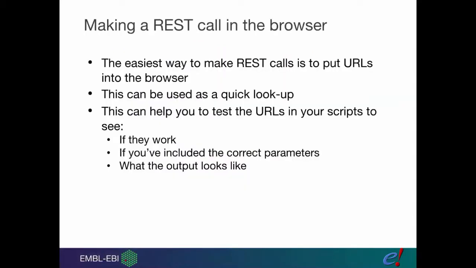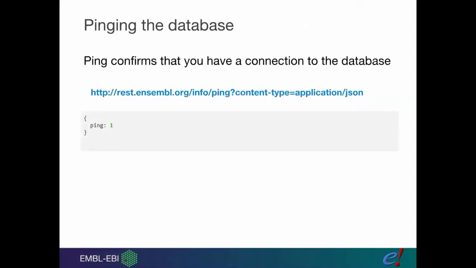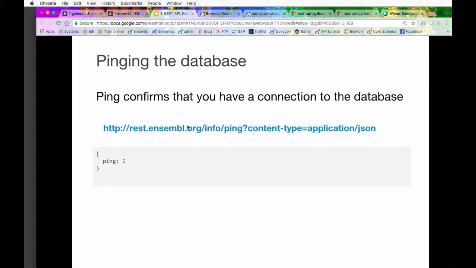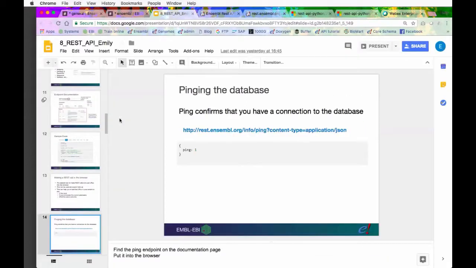So the easiest way to make REST calls is to put URLs into the browser, and this can actually just be a really quick lookup. And it can let you test URLs in scripts. It lets you see if they've worked, if you've included the correct stuff, and it also shows you what the output looks like, which can be very useful. So one that you actually use all the time is this ping endpoint. Ping just tells you if you've got connection to the database.